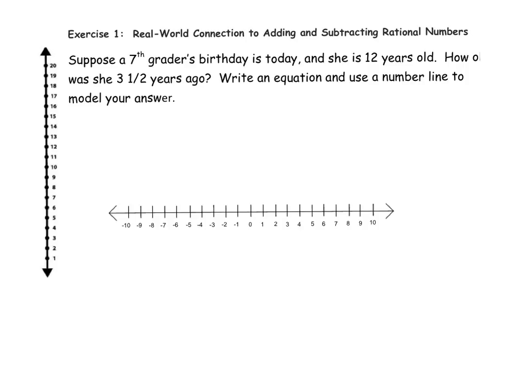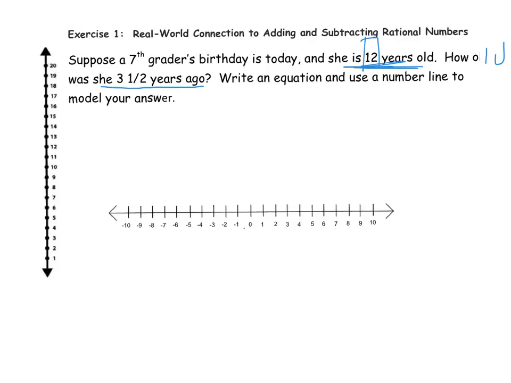So the first one, and remember we are being critical readers. Suppose the 7th grader's birthday is today and she is 12. So that's an important number, 12. How old was she 3.5 years ago? Sorry, I cut off the word old when I was making this. So this hopefully logically makes sense to you. If she's 12, 3.5 years ago, how old was she? So we have to take away 3.5.